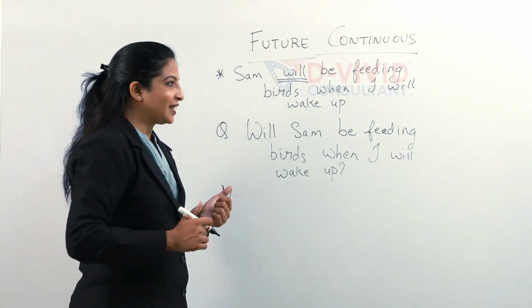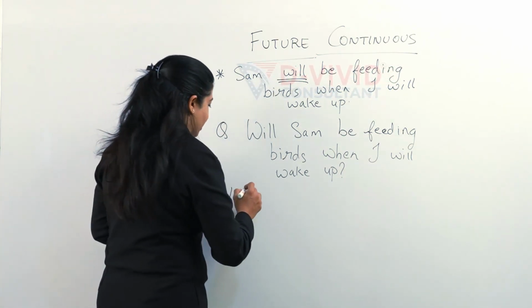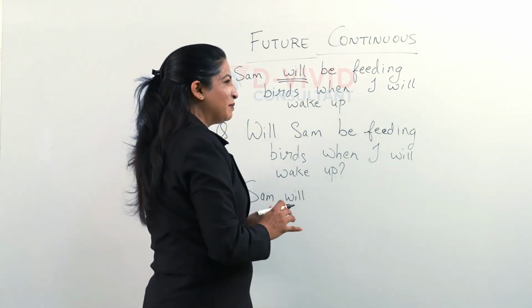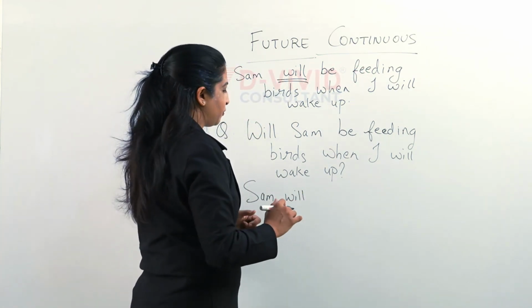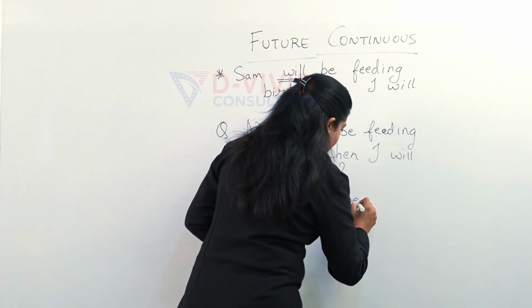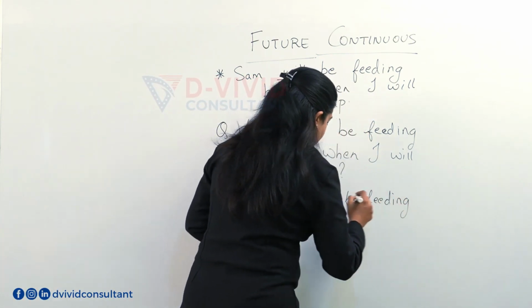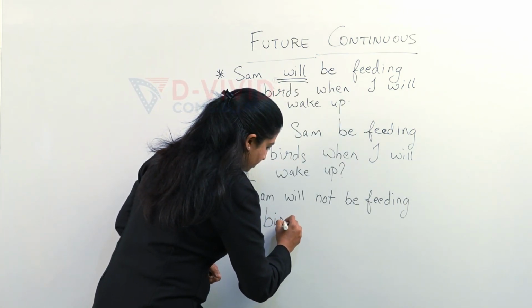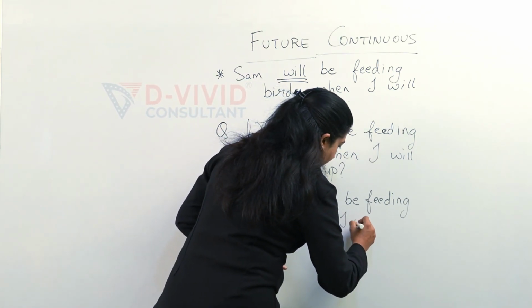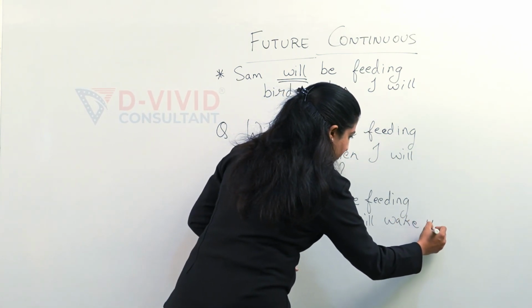Are you ready? Let's see. So let us make this sentence negative. Sam doesn't love birds, so he'll not be feeding. So Sam will not be feeding birds when I will wake up.